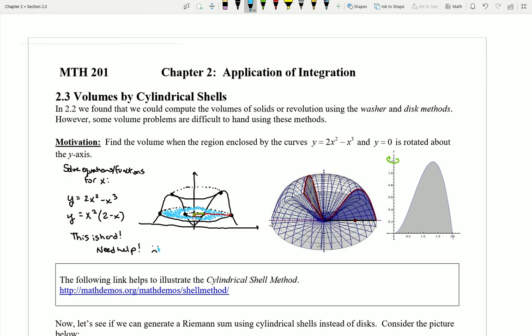And so it's at exactly this moment when I can't set up the washer method that I may begin to search for a new technique. It would be great if this new technique didn't require a dy problem where I would have to solve my equation for x. Instead, it would be really helpful if I could tackle this with a dx problem. That way I would not have to solve my equation for x, and I could use the equation in the form that it's currently given in. This new method is what we're going to be calling the cylindrical shell method. And in the next video, we'll describe what that method is and how exactly it works.